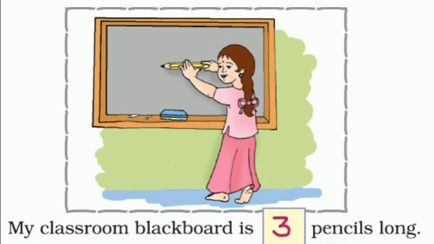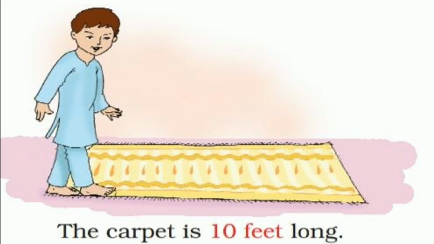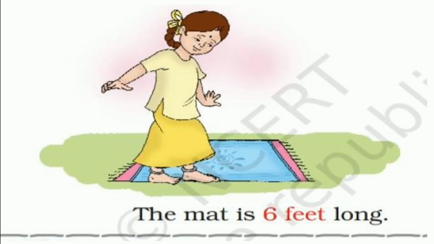Next, children, here you can see a boy is measuring the length of the carpet. The carpet is 10 feet long. He has put his foot on the carpet and he is measuring using his foot span. Next, here you can see a girl is measuring the length of the mat using her foot span. The mat is 6 feet long. Foot, F-O-O-T, foot is singular and F-E-E-T, feet is plural. The mat is 6 feet long.